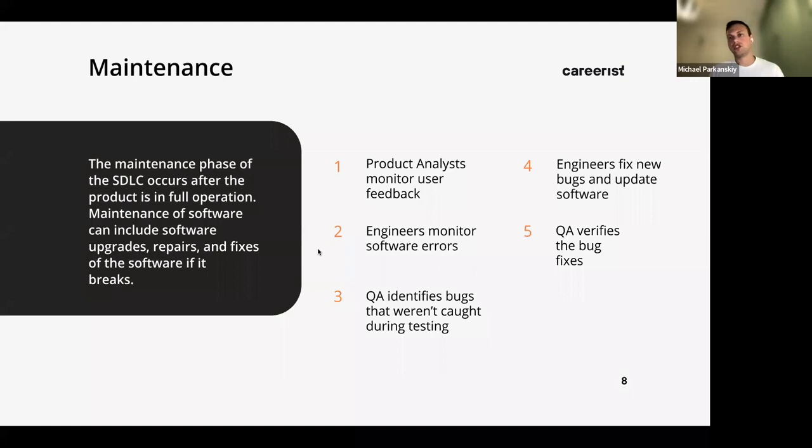In maintenance, engineers fix new bugs and update software, and QA verifies the bugs. So basically, at this point you get feedback from your customers, and then you see how your software is doing. Okay, hope that makes sense. Let me see if I can answer some questions here.